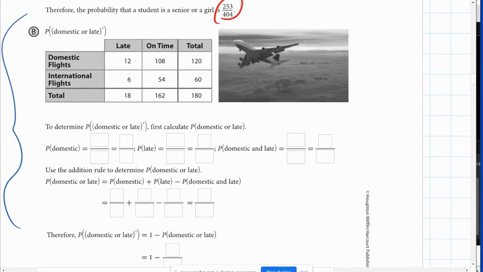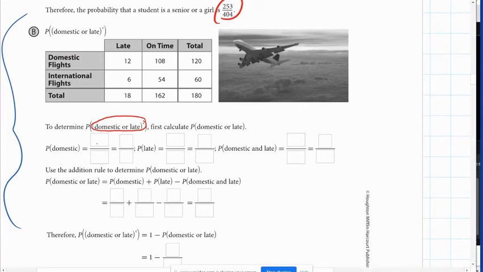So we can also do this one together. This chart shows us the frequency of late and on-time flights and domestic and international flights. If we want the probability of the complement of domestic or late, so basically not domestic or late, first we need to calculate the probability of domestic or late.